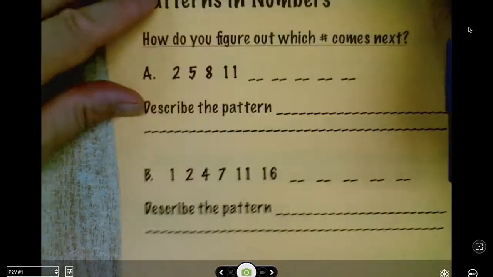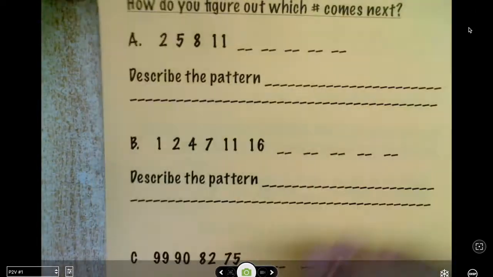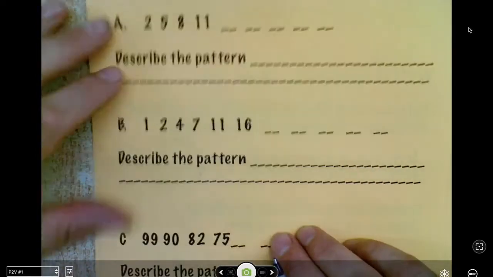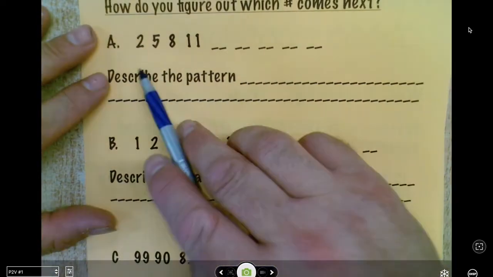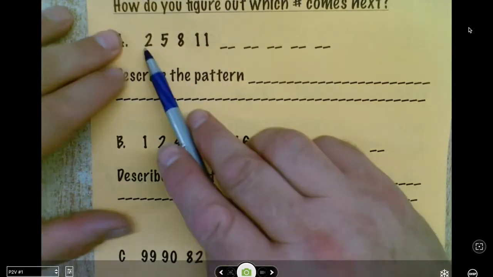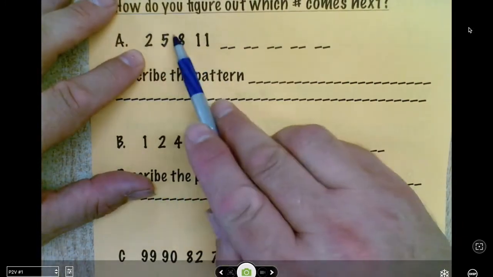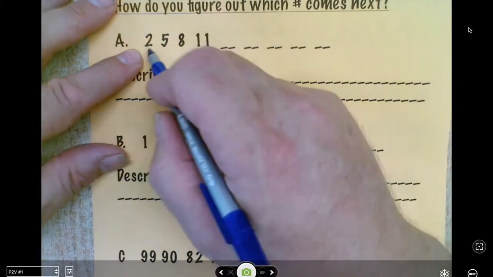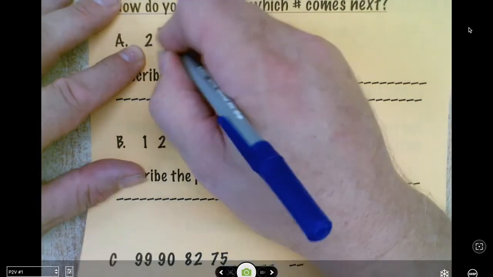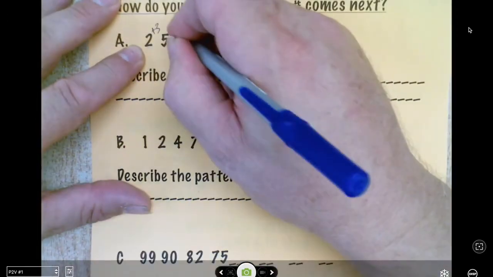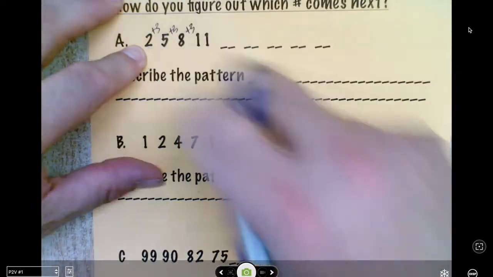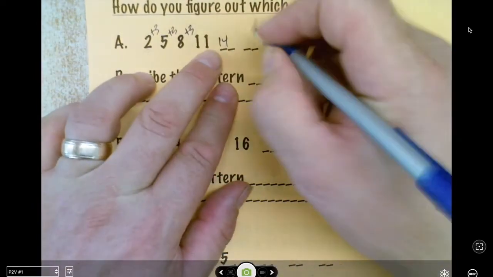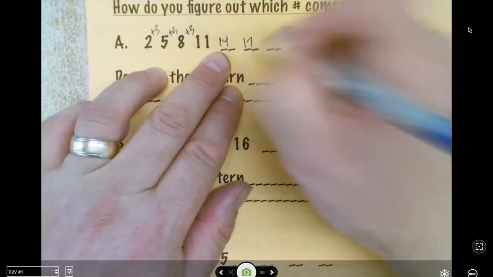Now let's take a look at patterns that might be in numbers. How do you figure out what number comes next? What I usually do when I attack a pattern like this is I look at the difference between the numbers. So the difference between 3 and 5 is I've added 3. Each time you've added 3 in between, so this is a pattern that adds 3. That means I would have 14, and I would have 17, etc., etc.